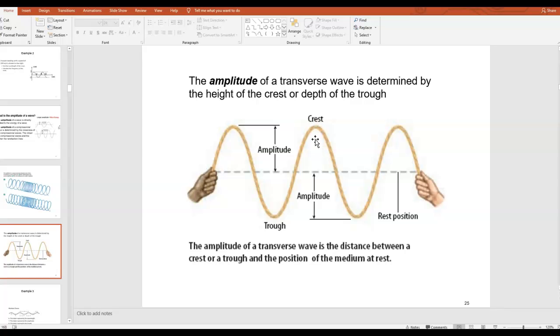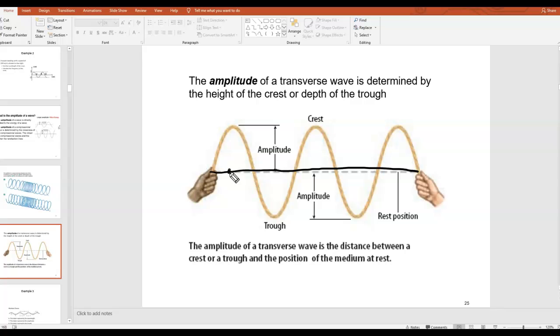We have the crests at the top, the troughs at the very bottom. The amplitude is measured from the rest position, that midline, to a crest or a trough. Now it's very important because a lot of the time you'll get problems asking you to find the amplitude. You always measure the amplitude from the rest position in the middle. You're not measuring from crest to trough, you're measuring from the middle of the wave, either up to a crest or down to a trough.